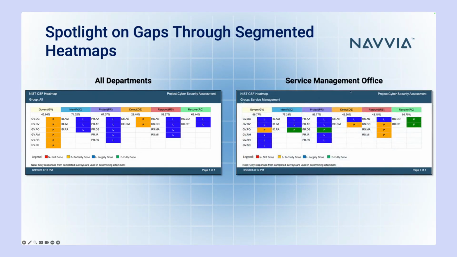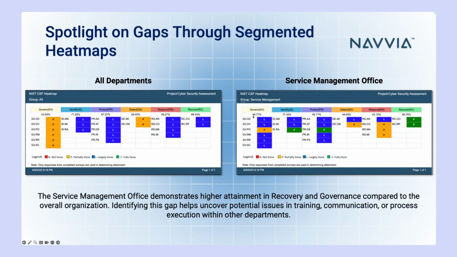But then if you pull out the service management office, you'll notice that on protect, they rated things much higher. They also rated detect a little higher, 29 versus 49. So you can see there's a gap. And when you look at things from this perspective, you can really see that in this case, the service management office has a higher attainment in recovery and governance compared to the overall organization. So identifying these gaps can help you uncover potential issues in training, communication, or process execution within departments.